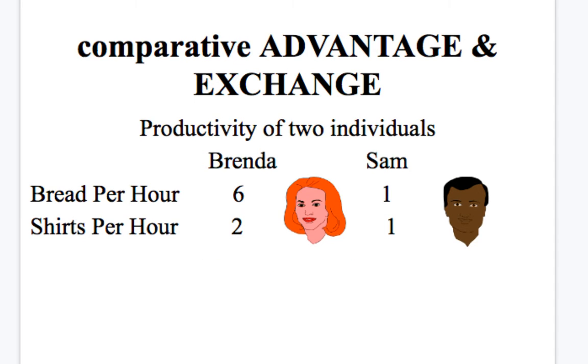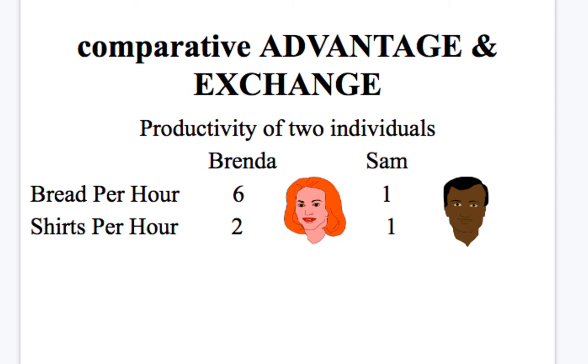A couple other concepts I just want to briefly discuss so you have background knowledge before we get to those sections is the idea of comparative advantage in exchange. This example here is the productivity of 2 different individuals. Let's say, for instance, in our market we only produce 2 things. We produce bread and we produce shirts.